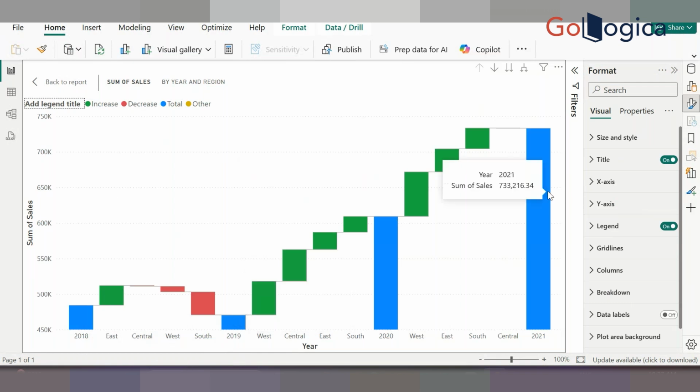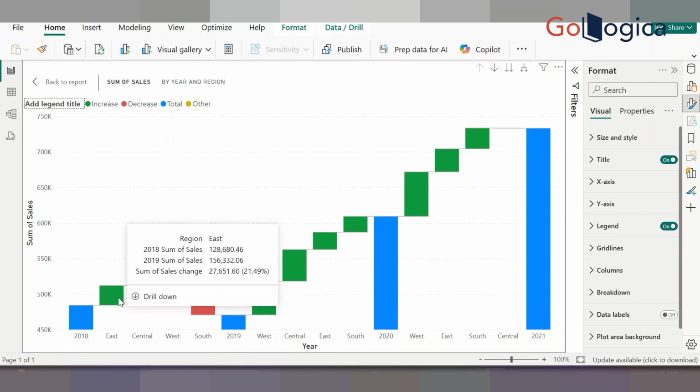Now, since I have added a breakdown by region, we have the sales in all four regions. It shows each region and how much they have contributed from 18 to 19. We see that in 18 the East region contributed 128K. In 19 it contributed 156K. That means a growth of 27,000 extra sales from the previous year, totally around 21.5% growth, almost 22% growth shown by the East region.